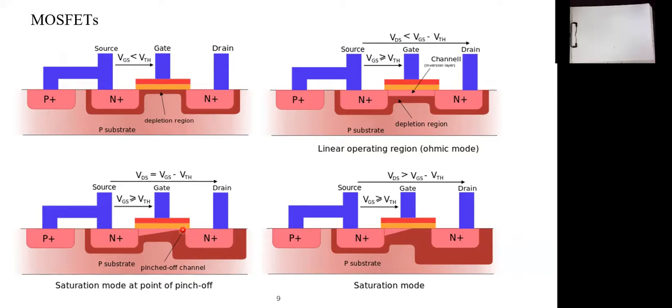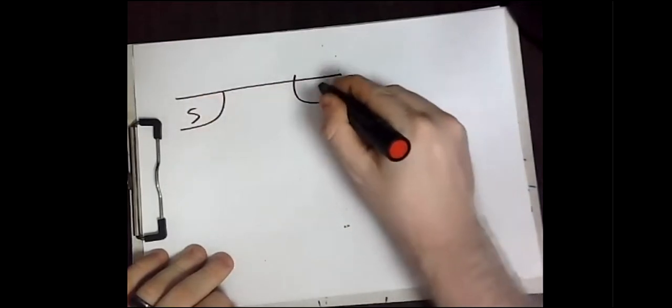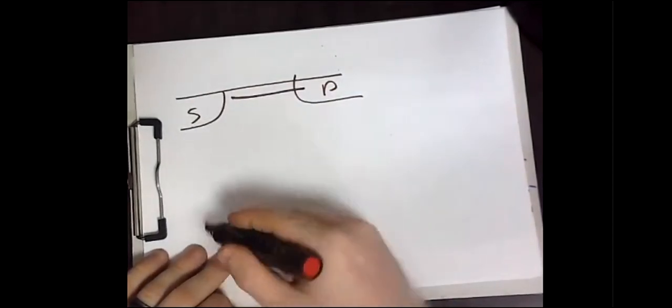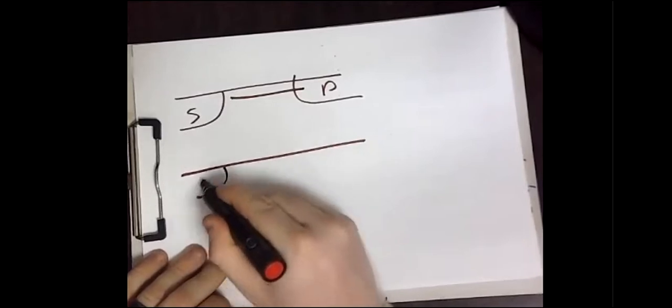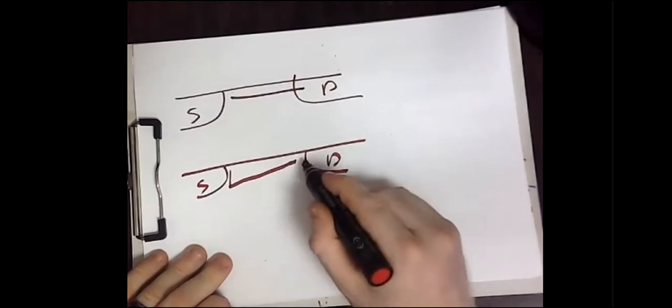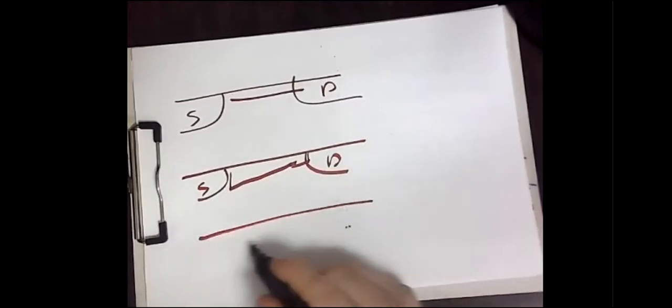So once you narrow down the channel, that means that you have a higher resistance here, and this resistance increases. So let's go typically to this example. Here we have the source, and this is the drain, and this is the channel. This is the normal shape of the channel. Whenever you increase the voltage of the drain, the channel will start to narrow down till you reach the pinch-off point.